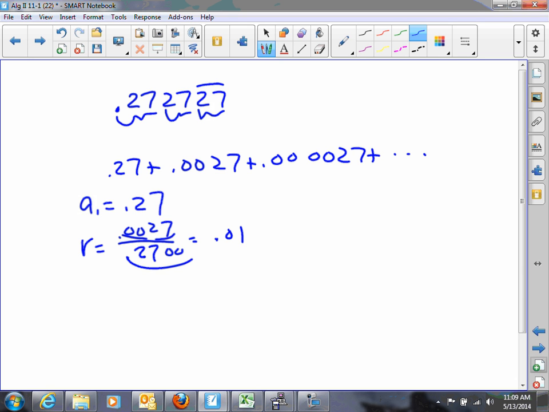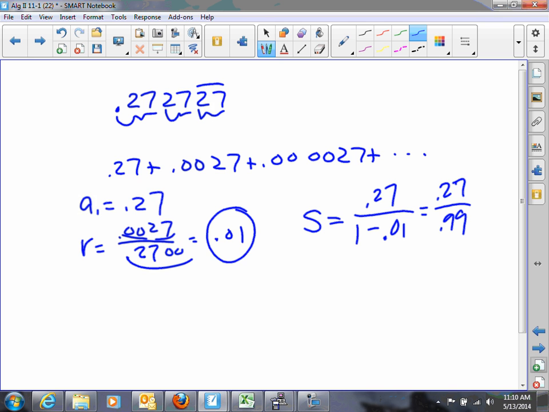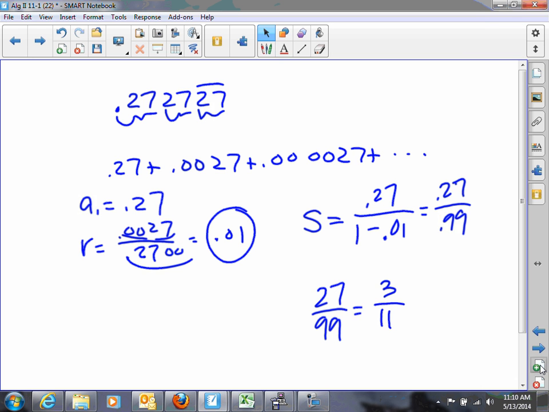Now, if we use the formula, by the way, this common ratio is between -1 and 1, so this series is going to converge. And so the sum would be equal to the first term, 0.27, over 1 minus r, which is 0.01. So that gives us 0.27 over 0.99. Now, I can multiply both numerator and denominator by 100 to get 27 over 99. And then notice that 9 goes into 27 3 times. 9 goes into 99 11 times, so we get 3/11ths, which is pretty cool.